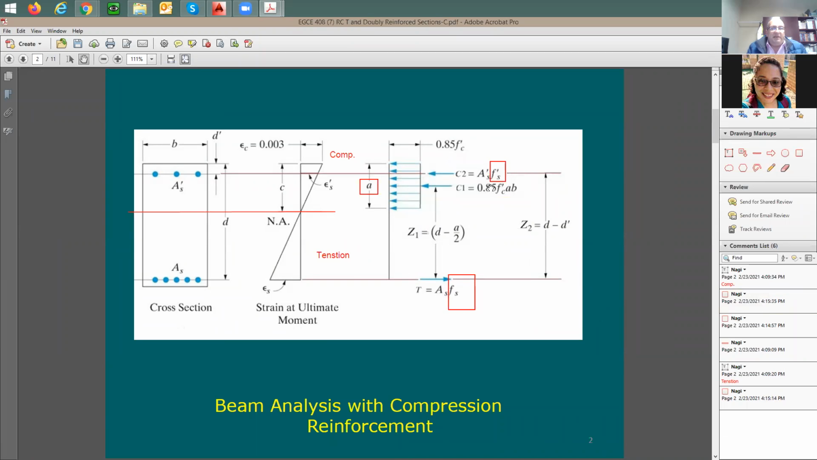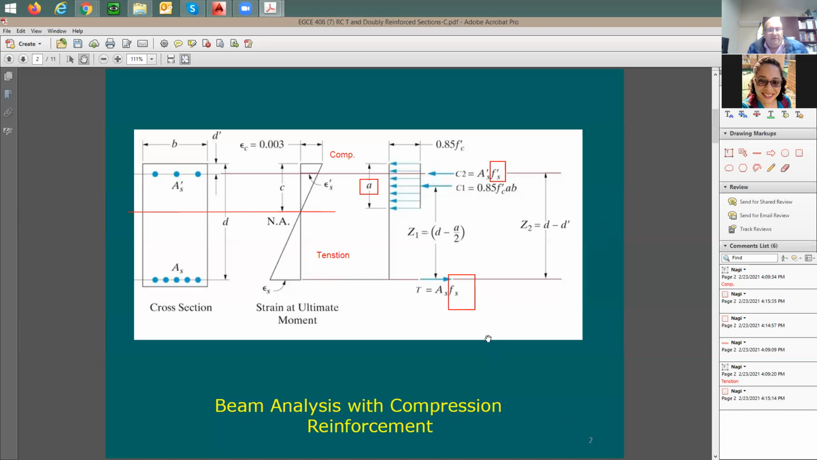So three variables that I really need to work on are A, compression block depth, Fs, where you want to be sure that this is really yielding, and also Fs prime, which you'd like to be yielding, but in many cases it doesn't yield. And this is where you need to go the extra step. But at any point, you can say T is going to be equal to C1 plus C2.